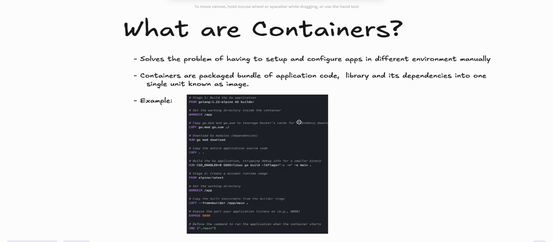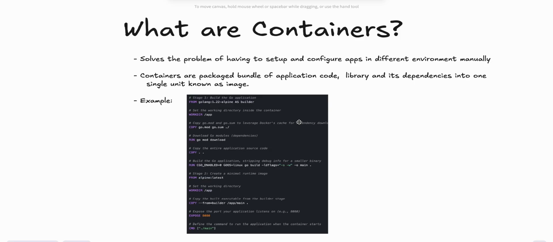So what are containers? As I mentioned earlier, the problem of having to set up and configure the apps in different environments manually is error prone, not streamlined, and can lead to challenges, and it will just add up to your deployment time, right? So in order to solve that, containers were created. Containers are essentially just a bundle of your application code, its libraries and dependencies that are packaged into one unit, and that unit is known as an image, which we call a container image.